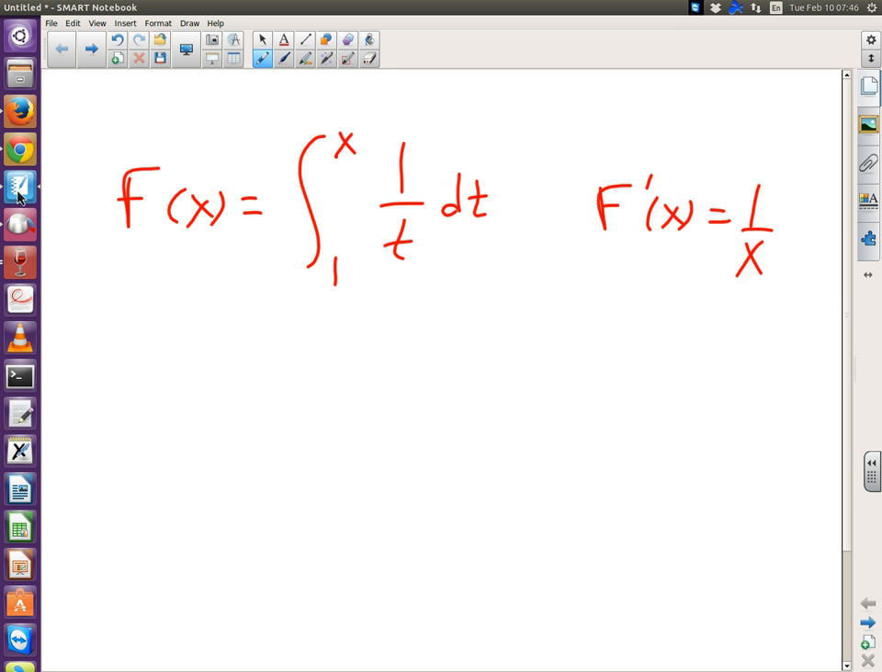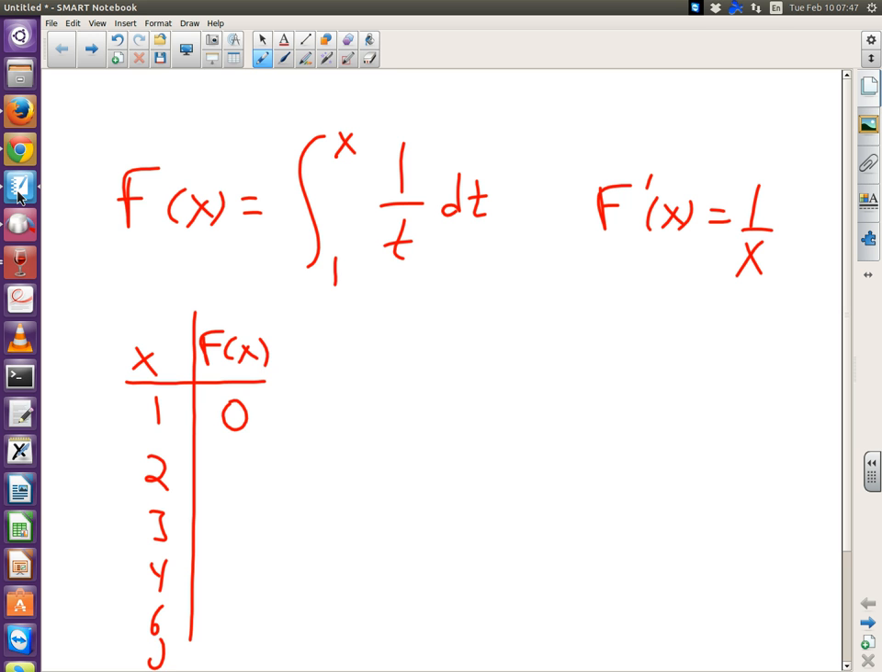Alrighty. So let's show that that's ln. How about we make a little table of values? Let's say for different values of x, let's calculate F of x. For 1, well, 1 is easy. The area from 1 to 1 under this curve has got to be 0. Nothing. Then from 1 to 2, from 1 to 3, and 4, and 6, and 8.